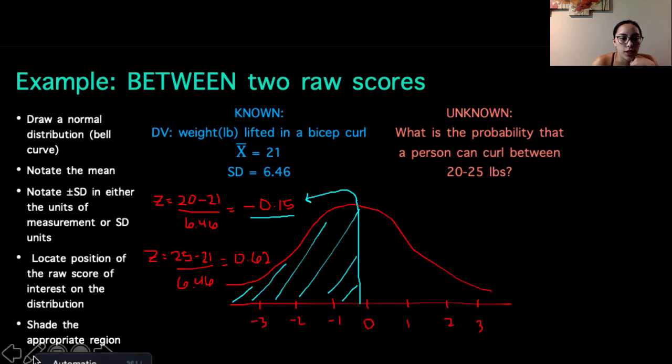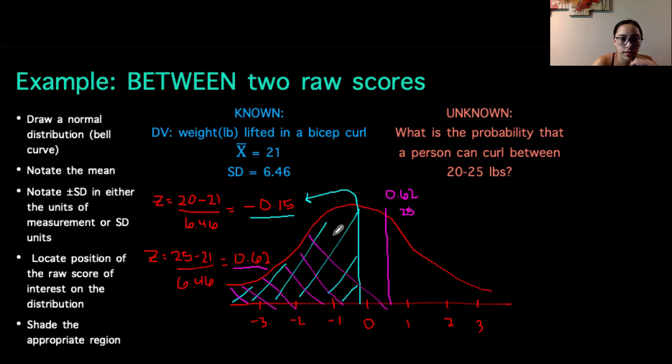Okay. Now I'll change my color to, let's say, magenta. And that will represent my z-score at 25. So we have a 0.62, which is relatively halfway between 0 and 1. Okay, so this is where 0.62 is, or if we're looking in terms of our units, 25 pounds. When we look at the z-score in the table, the probability that we get from the table is going to be this region.